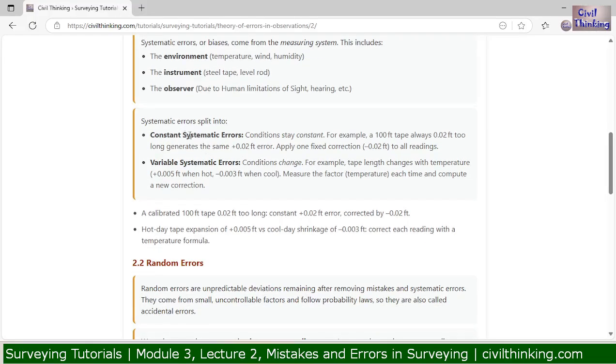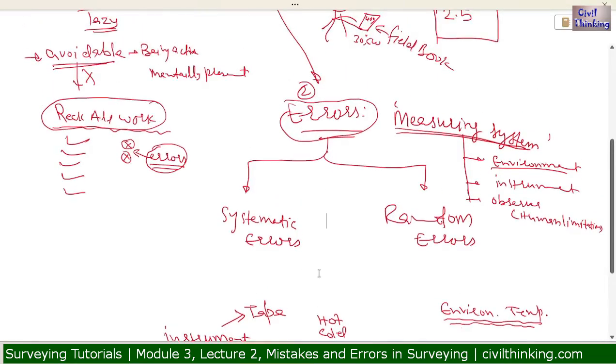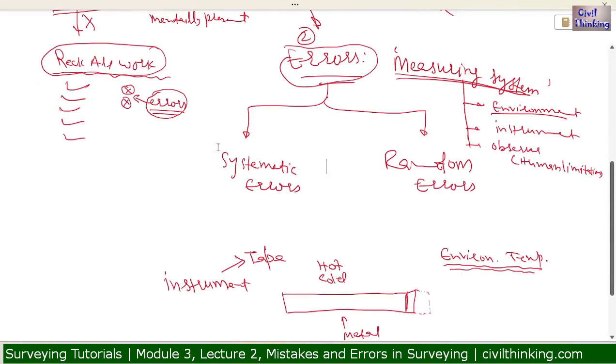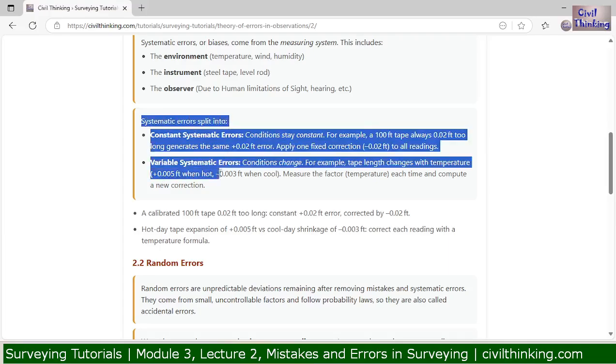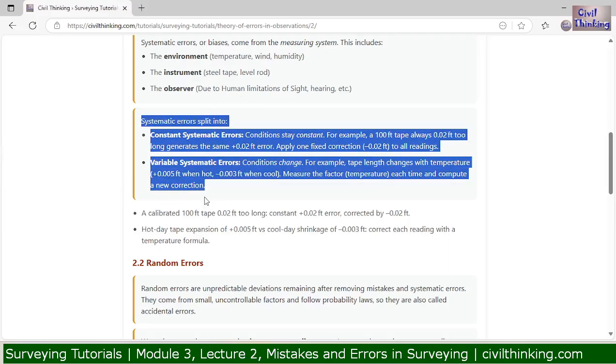Now, maybe you are thinking you didn't understand well, but when we explain more about systematic errors and random errors, we will better understand the core definition of errors. Now, we have two kinds of systematic errors: constant systematic errors and variable systematic errors. Now, what are constant systematic errors?